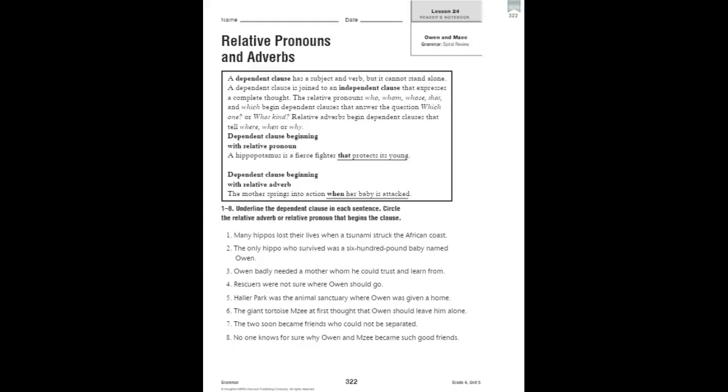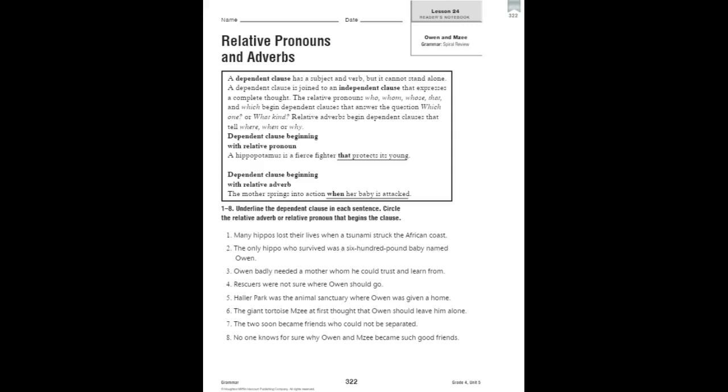Now we're going to review relative pronouns and adverbs. Remember, a relative pronoun stands for a noun and introduces a clause that tells about a noun. A relative adverb introduces a clause that tells about a place, time, or reason. So let's look at the information at the top of this page. A dependent clause has a subject and verb, but it cannot stand alone. A dependent clause is joined to an independent clause that expresses a complete thought.